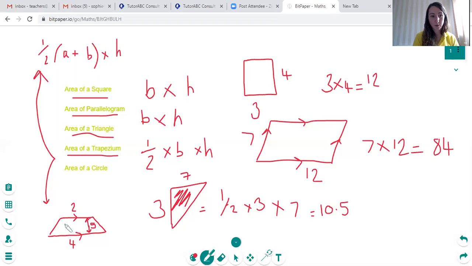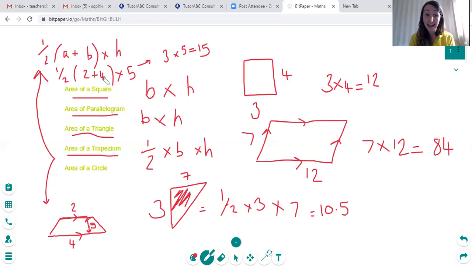So for example, here for that area of trapezium, we're going to be doing a half of that top length, which is 2 along here, plus that bottom length, which is 4, times my height. They might sometimes call this my vertical height, but that just basically means how tall it is. So that then gives us 3 times 5, which is 15. Because 2 plus 4 is 6, a half of 6 is 3, and 3 times 5 gives us 15. So the area of this is 15.